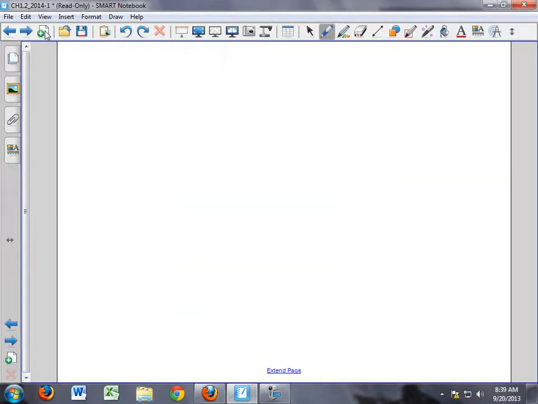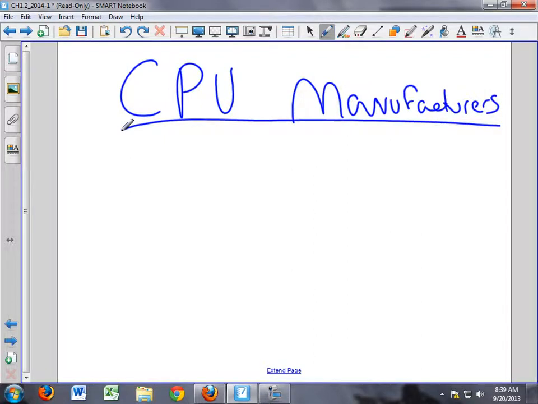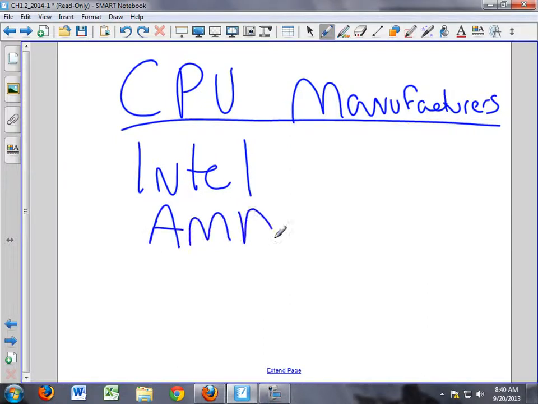Oh, and by the way, with CPUs, there are two CPU manufacturers, which we'll talk more about later. Do you know what the two are? You don't have to know. I'm just seeing what you do know. Intel. Okay, Intel's the big one that everybody knows about. They've got tons of advertising everywhere. There's another one though. Anybody know what the other one is? AMD, right. Okay.